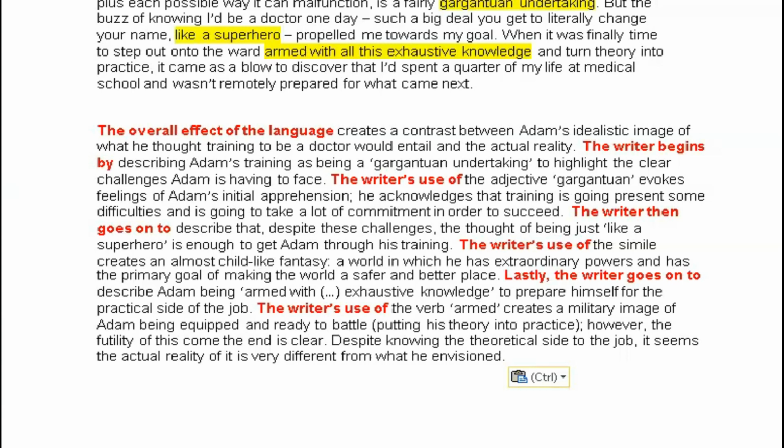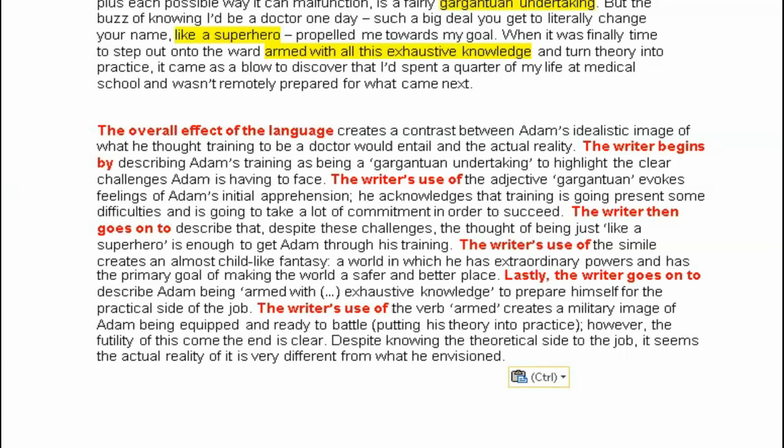That being, the overall effect of the language creates a contrast between Adam's idealistic image of what he thought training to be a doctor would entail and the actual reality. The writer begins by describing Adam's training as being a gargantuan undertaking to highlight the clear challenges Adam is having to face. Then the zoom in technique, of course.